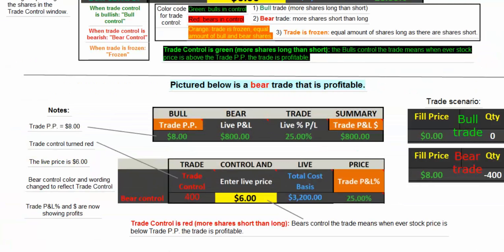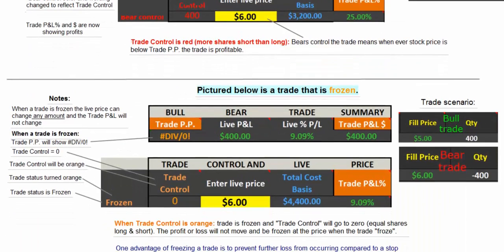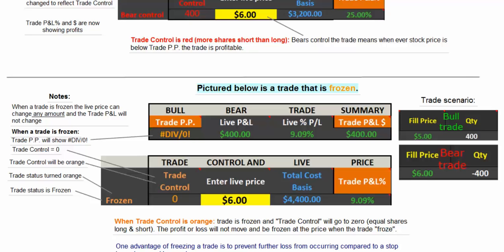Continuing on and illustrating the scenario of freezing a trade, we will go ahead and freeze the trade by entering in this trade scenario right here. We'll have a fill price of $5 on the bull trade, 400 shares, and then we'll have a fill price of $6. The price, by the way, doesn't matter. What matters most is the shares. That's when you freeze a trade.